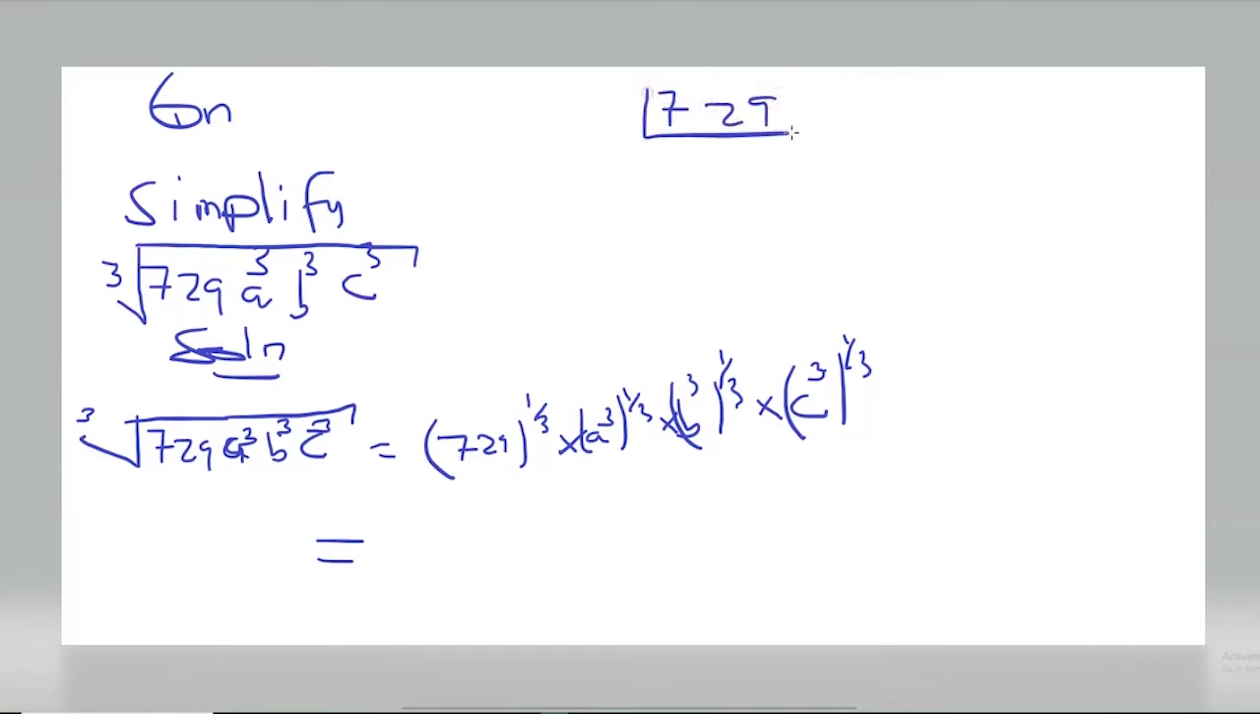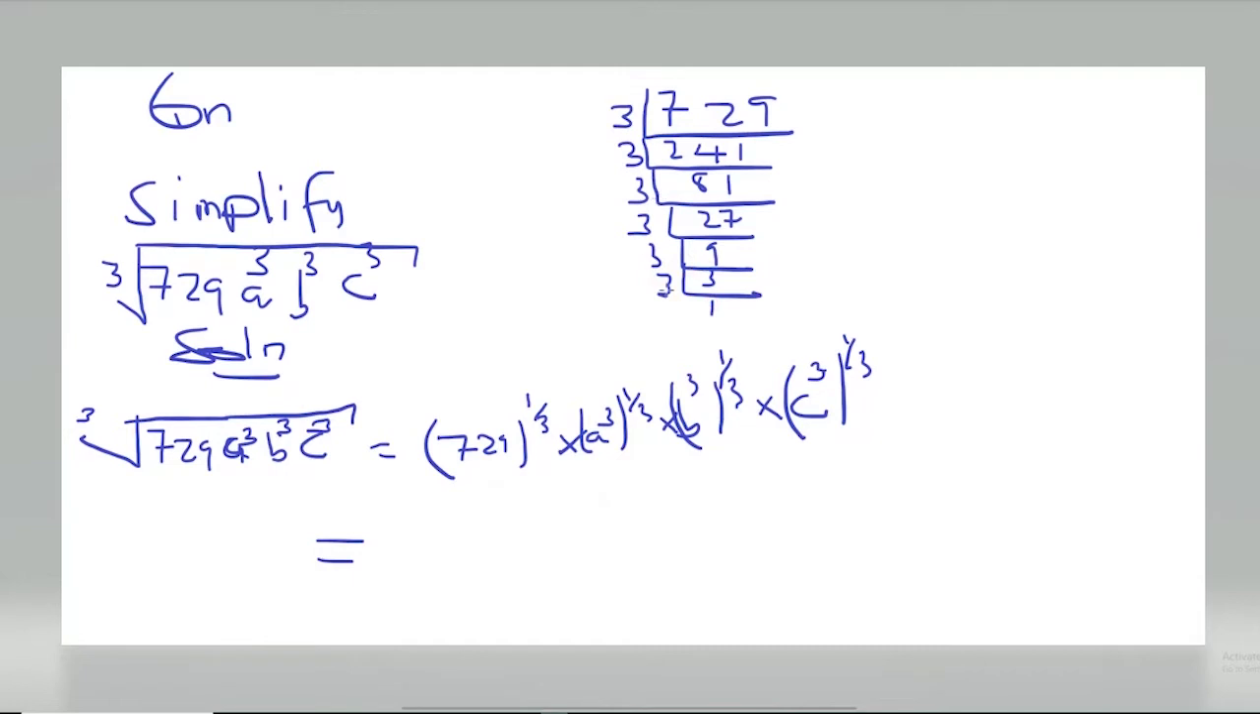729 by 2 is not possible. Then 3, then 2, 4, 1. Okay, by how much? By 3. Okay, by 3, 24, 8, 1. Okay, then by 3, 27, then by 3, 9, by 3, 3, then by 3, 1.